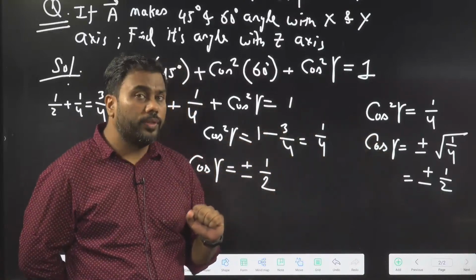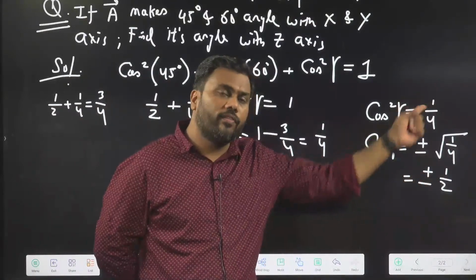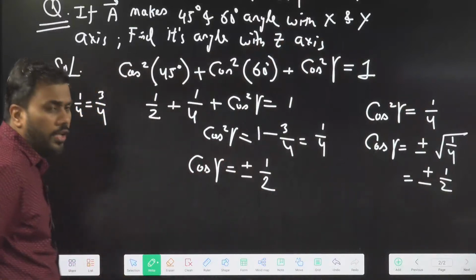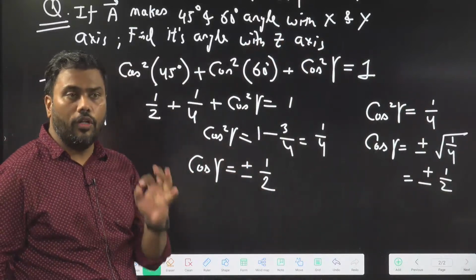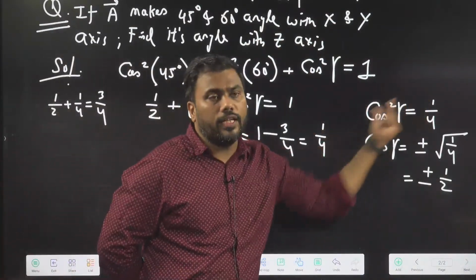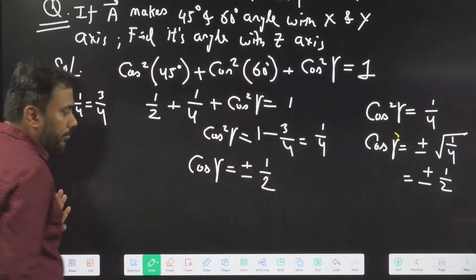Why should plus and minus be there? If you square plus half, you will get 1 by 4. If you square minus half, you will also get 1 by 4. So there are two possible values of cos gamma here. Always remember, whenever you have the square of something and you are taking the root, there will always be two signs, plus or minus.